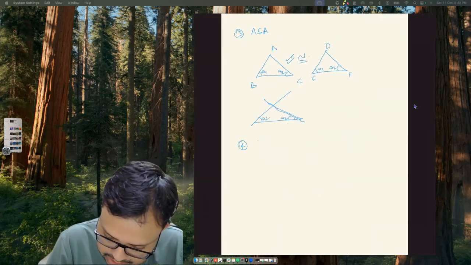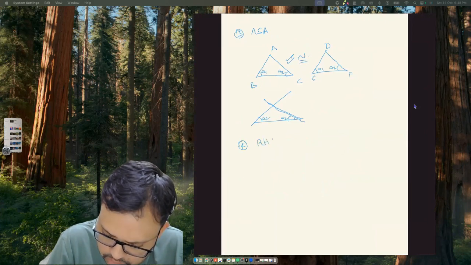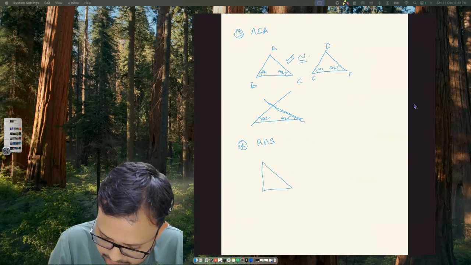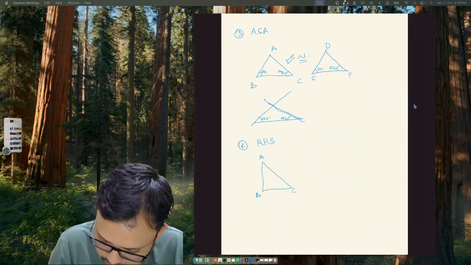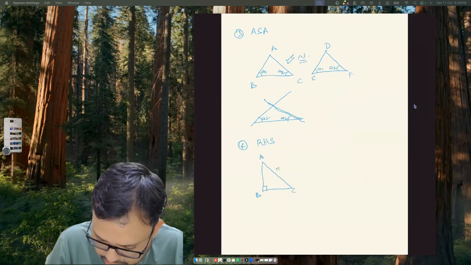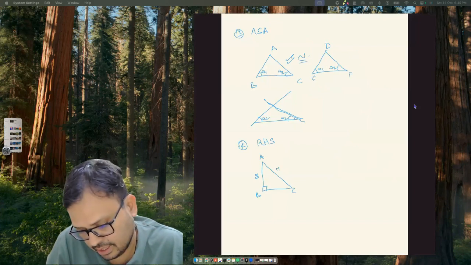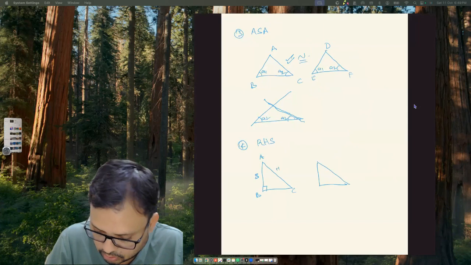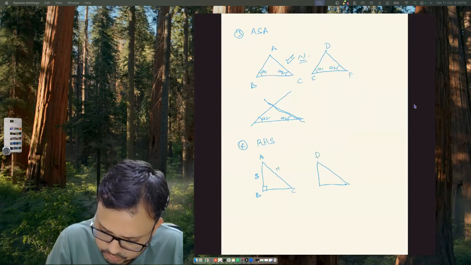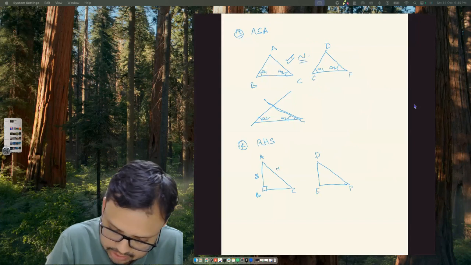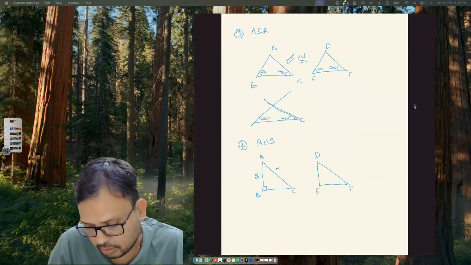Now, the next one, as an extension, is RHS. In a right angle triangle, if ABC is a right angle triangle, and the right angle, hypotenuse and one of the sides are equal, then people say that both triangles are congruent. It's a derived extension of the ASA property or the SAS property.